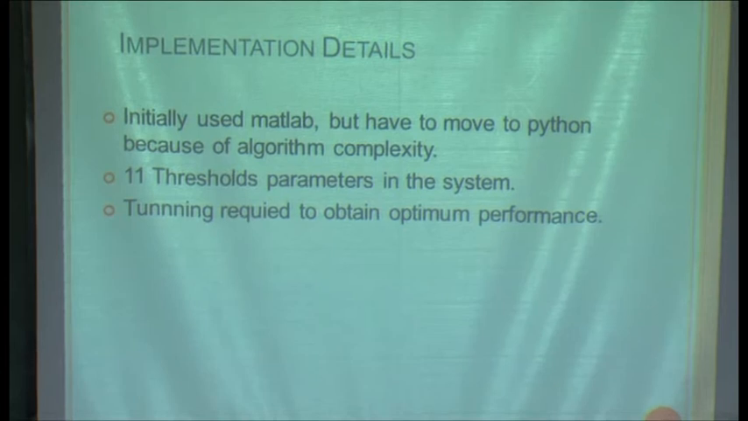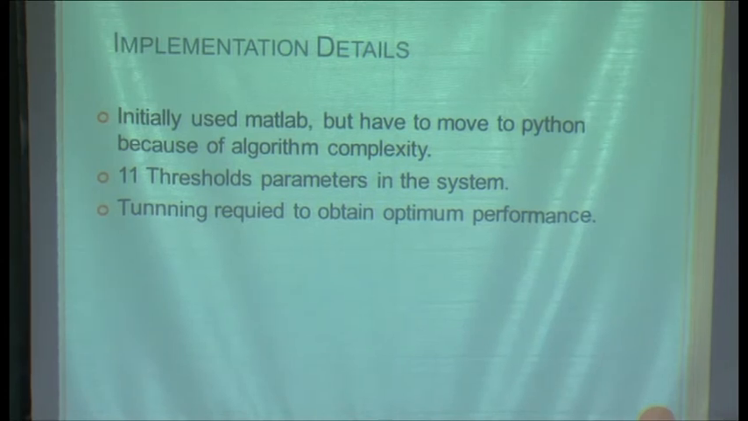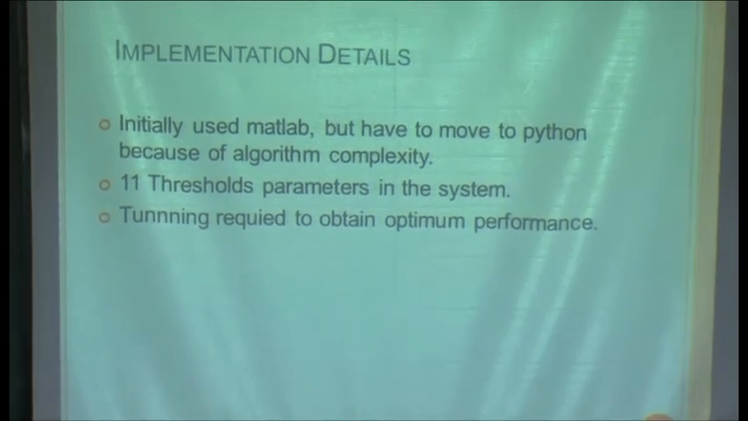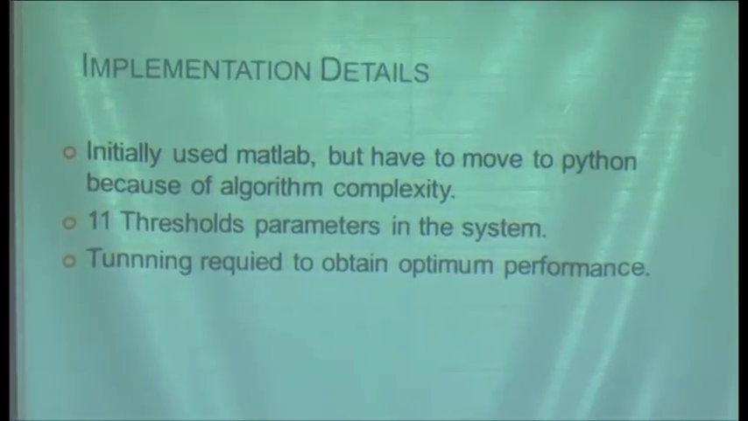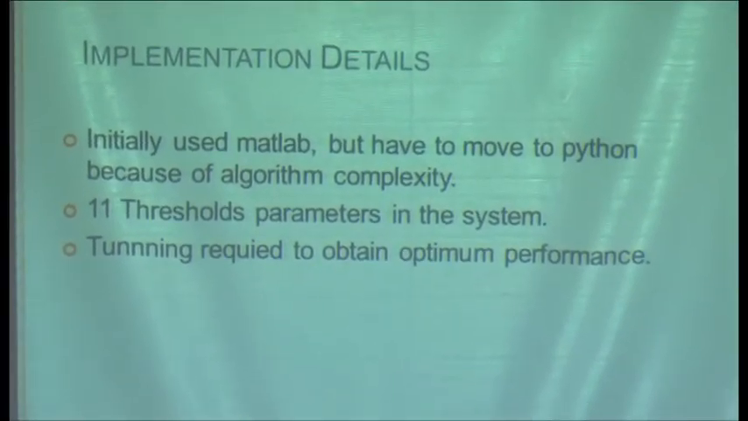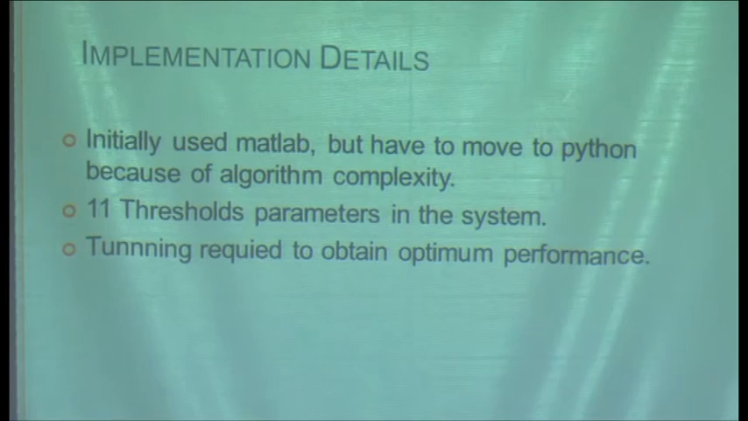While implementing, I first coded in MATLAB, but there were some issues because the algorithmic complexity was taking some time, and so I moved to Python. The system actually has more than 11 to 12 parameters that threshold at various levels. The paper doesn't mention most of these threshold values, so I have to assume something and move ahead. The current implementation doesn't perform well because of these various threshold values. I have tried to tune it to some extent, but further tuning is necessary.